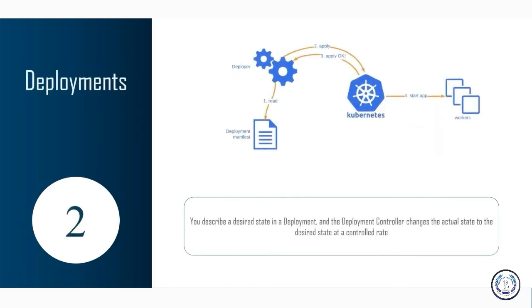Alright, so speaking about Deployments, a Deployment basically provides declarative updates for pods and ReplicaSets. You describe a desired state in a Deployment, and the Deployment controller changes the actual state to the desired state at a controlled rate. You can define a Deployment to create new ReplicaSets or to remove existing Deployments and adopt all their resources with a new Deployment.